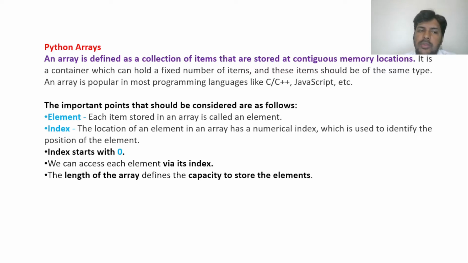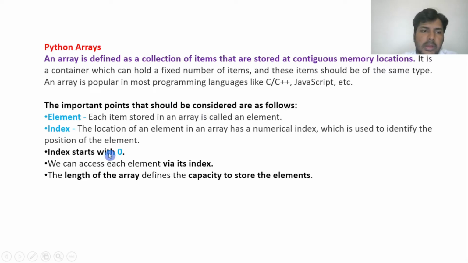Next, we have an index. An index is a numerical value which shows the location of an element. Suppose I give a is equal to 1, 2, 3, 4, 5, so 5 elements I have given. Then 1 will be stored in the 0 position, 2 will be stored in the 1 position, like that. With the help of the index only we can access the elements, and with the help of the index we can also store the elements. So the index is a very important numerical position.